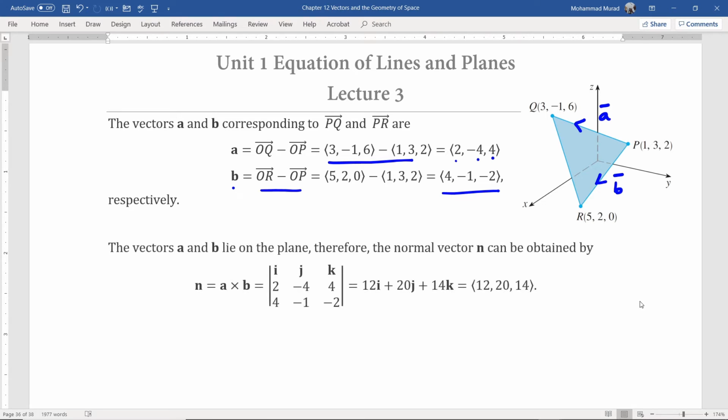The vectors A and B lie on a plane. Therefore, the normal vector n can be obtained by the cross product of the vectors A and B.